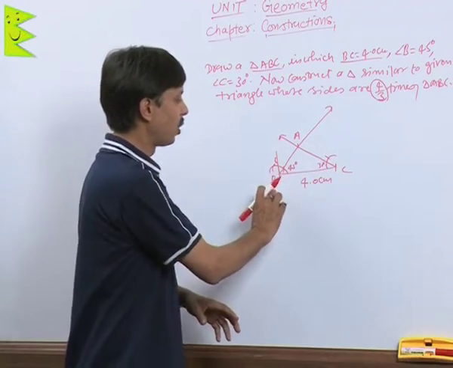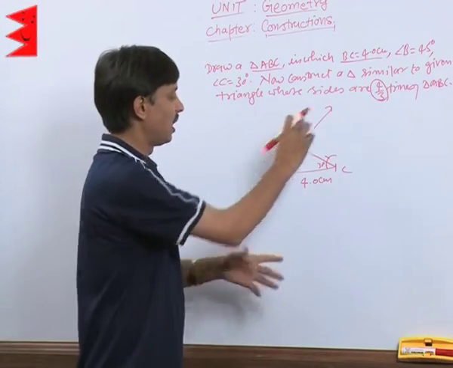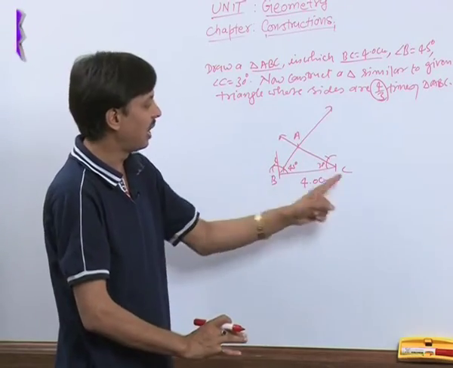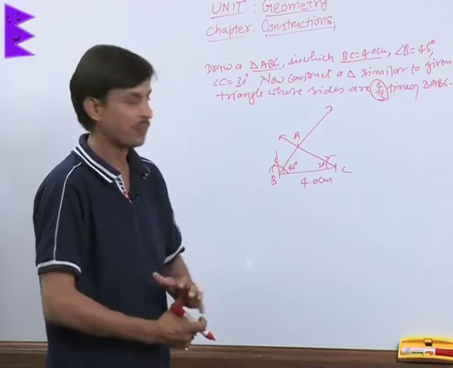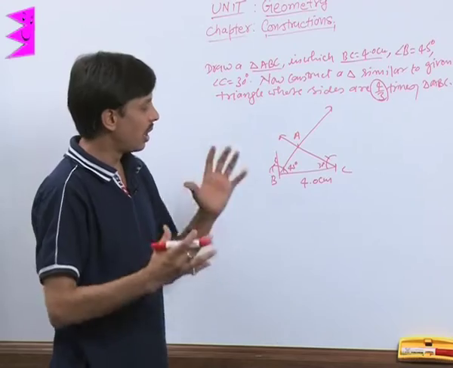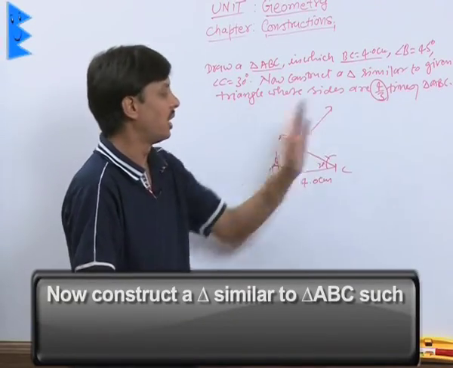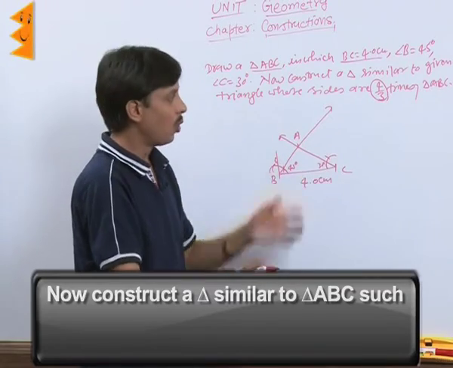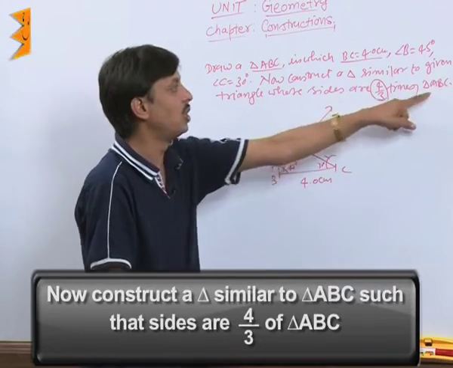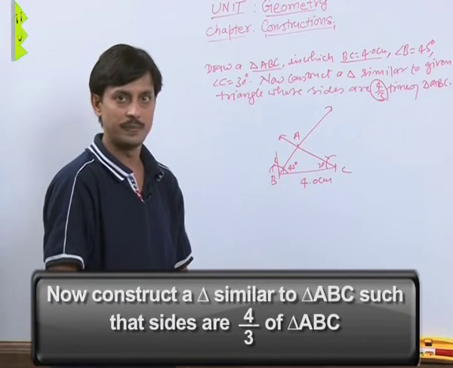Suppose we have drawn BC as 4 centimeters. With the help of compass and pencil, we draw the angle at end point B as 45 and the angle at end point C as 30 degrees. Where these two rays meet is point A. Now we want to construct a new triangle similar to this triangle ABC, whose sides must be 4 by 3 times the sides of triangle ABC.